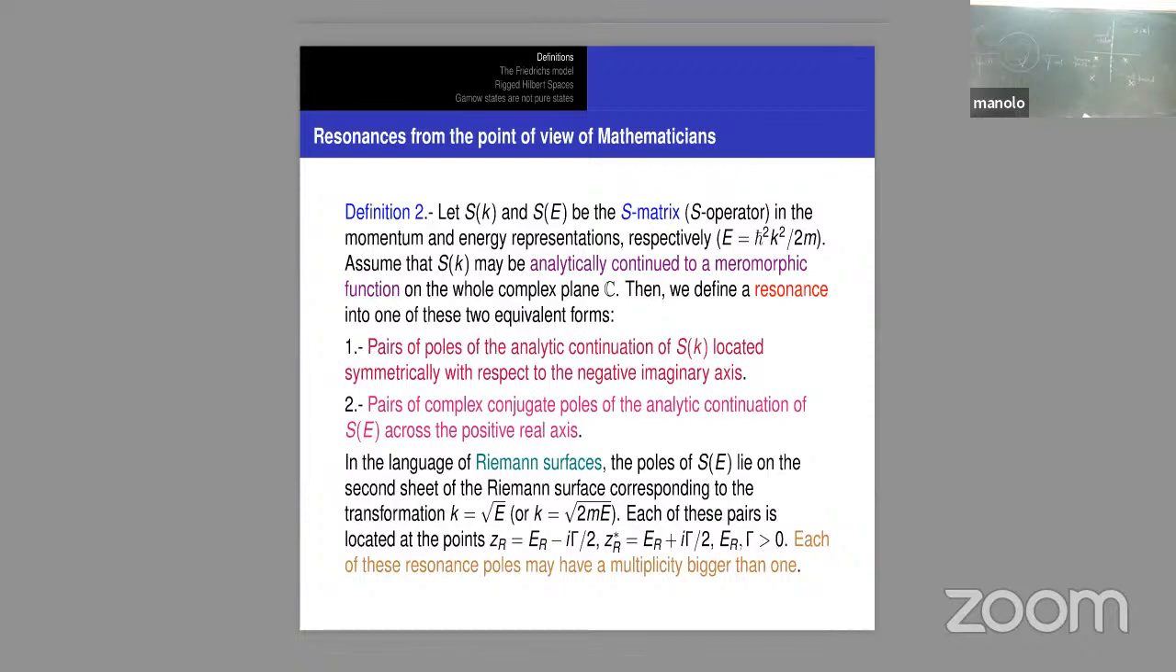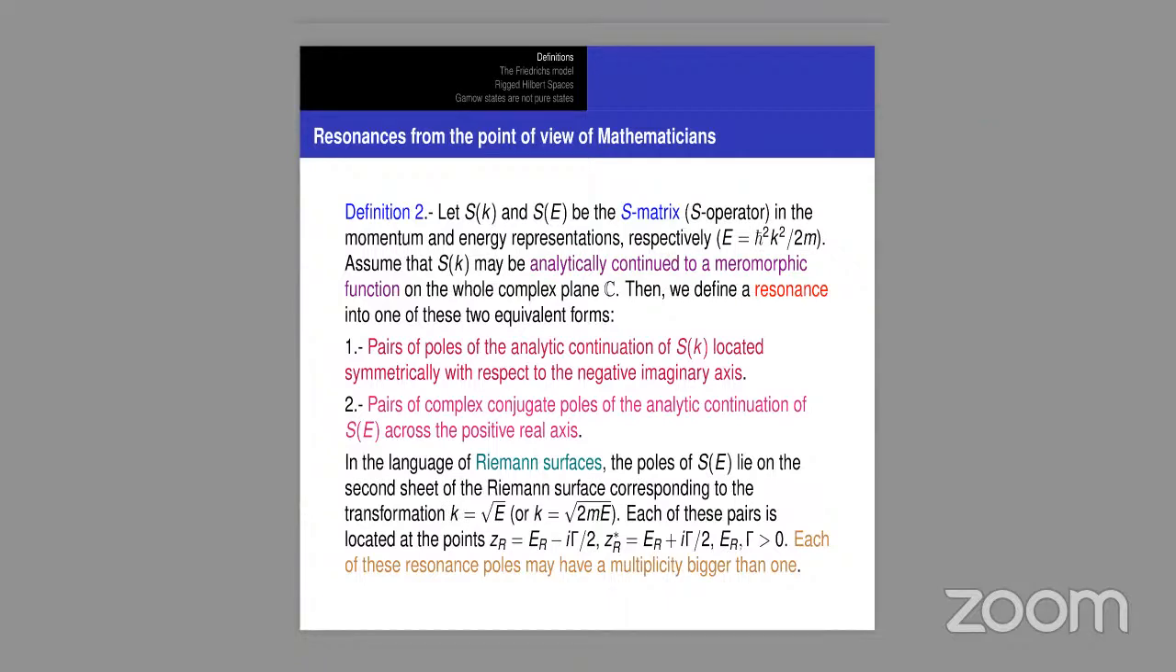First, pairs of poles of the analytic continuation of the function S of k in the momentum representation, located symmetrically with respect to the negative imaginary axis. You can see my blackboard. I have depicted a typical S matrix in the momentum representation, so that the resonances are pairs of poles located in this form. These are Gamow states. In some cases, some potentials have other features over here in the positive imaginary axis, and we may have anti-bound poles in the negative imaginary axis, and this is the most popular.